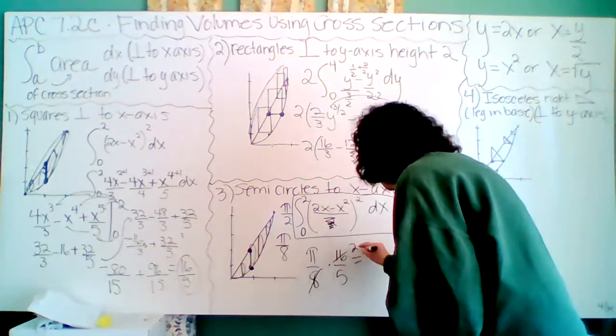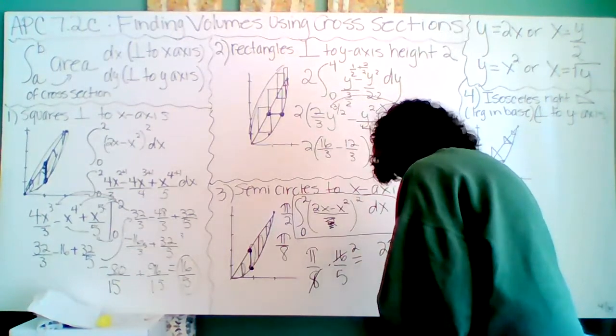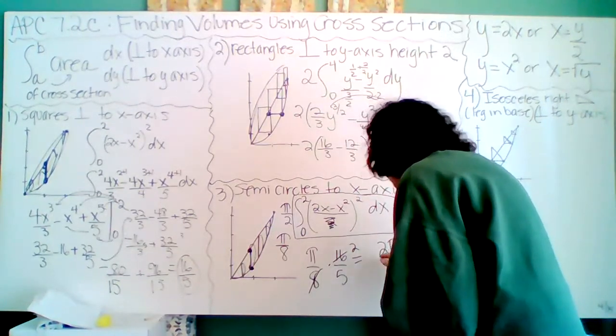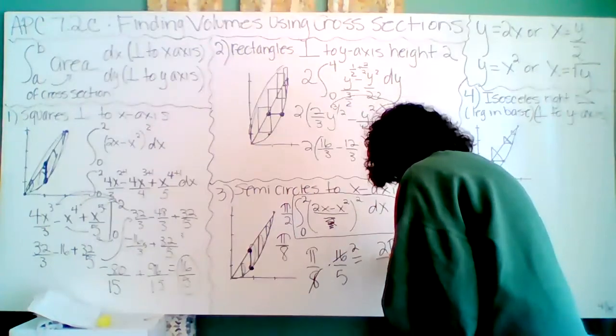The 8 cancels and leaves a 2, and we have 2 pi over 5.